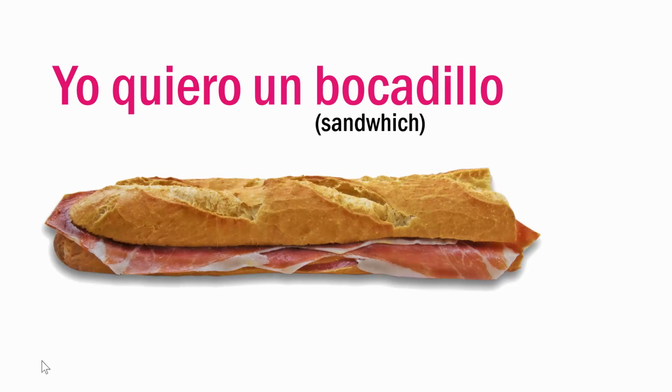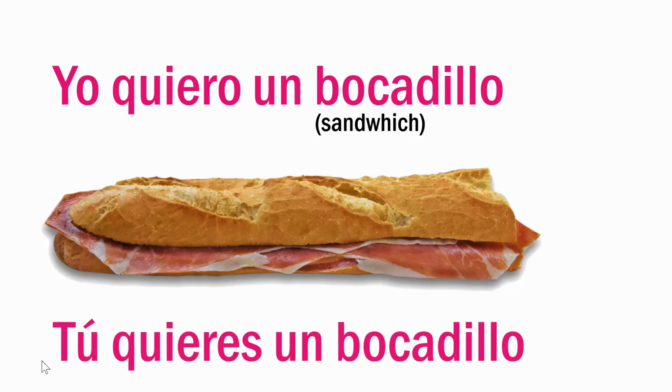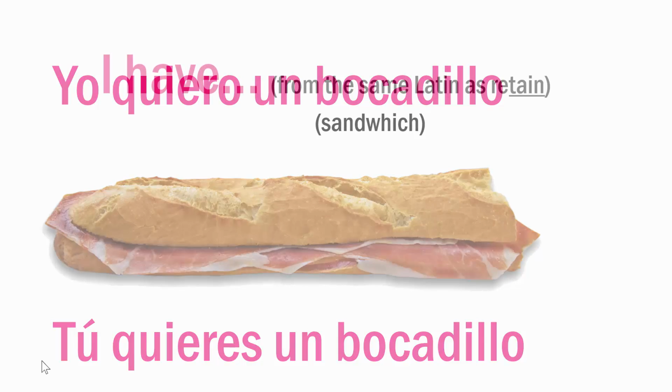You may remember in a former video we said that yo quiero means I want, and you can use that with nouns to make sentences like yo quiero un bocadillo, I want a sandwich. We also said we could change yo quiero to create sentences like tú quieres, you want un bocadillo. But now we want to change focus. Instead of talking about things we want, we want to talk about things that we already have.